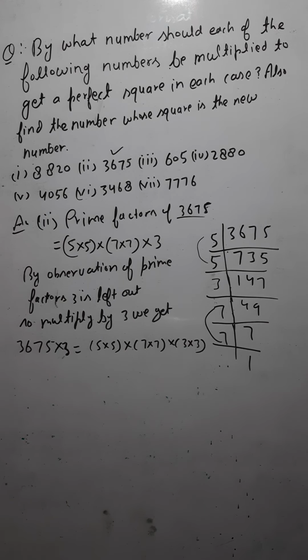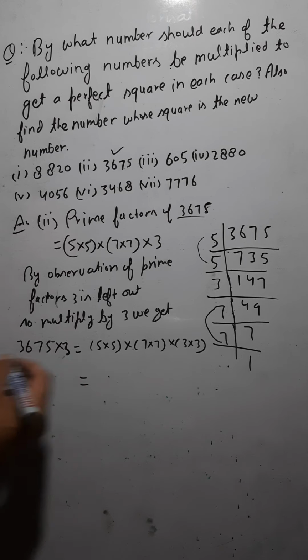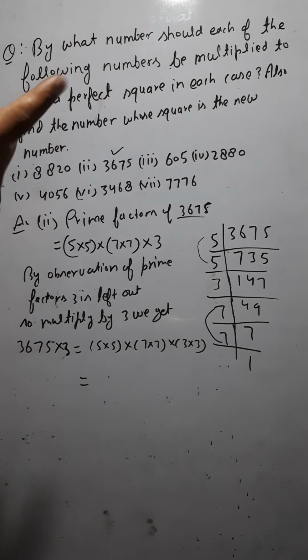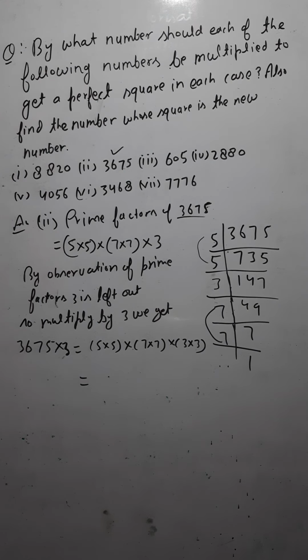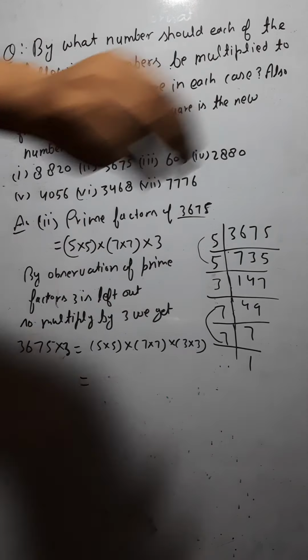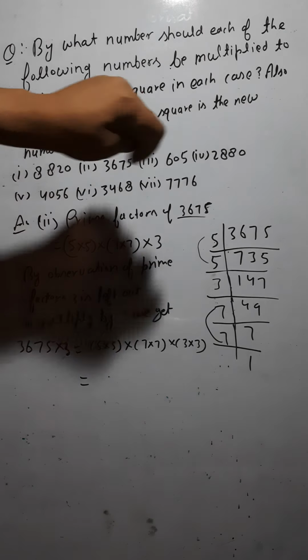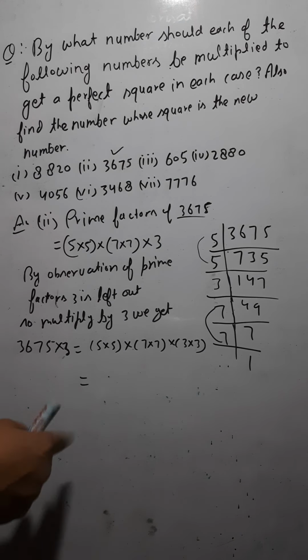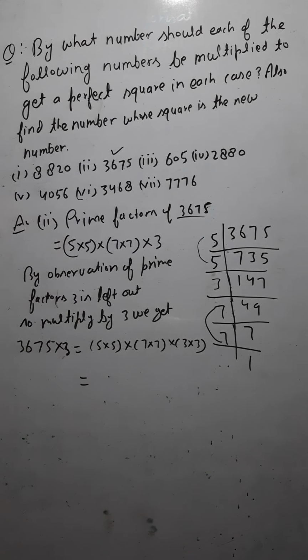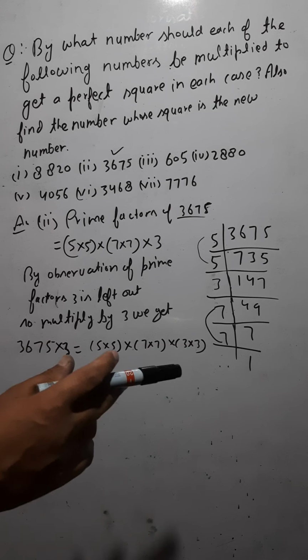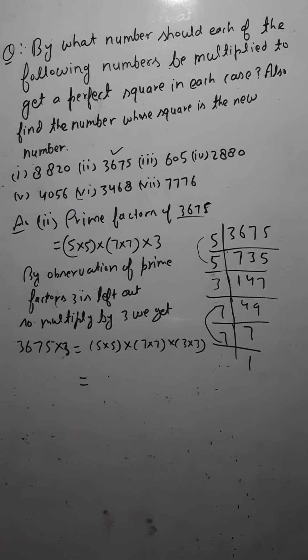Now if you see, whatever product that you are getting, that would be the square, because there you have the two parts of the question here. First is asking by what number should we multiply, which means we have to multiply it by 3. Then the next part of the question is to also find the number whose square is the new number. So whatever new number you are getting would be the perfect square, the square of which number, that also you have to find out.